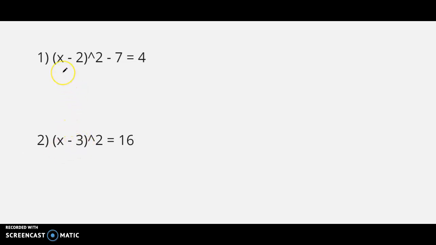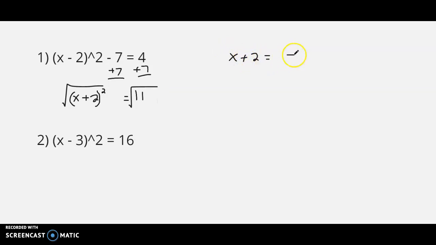Look at number 1 here, x minus 2 quantity squared minus 7 equals 4. First thing we're going to do is add 7 to both sides, giving us 4 plus 7 to be 11. We still have this x plus 2 quantity squared. To undo a square, take the square root of both sides of an equation. Here's what we have left. X plus 2 is equal to positive or negative of the square root of 11. Now that's an irrational number.